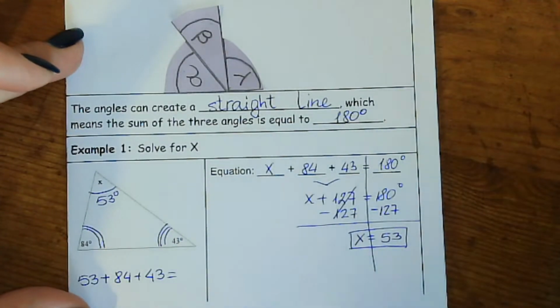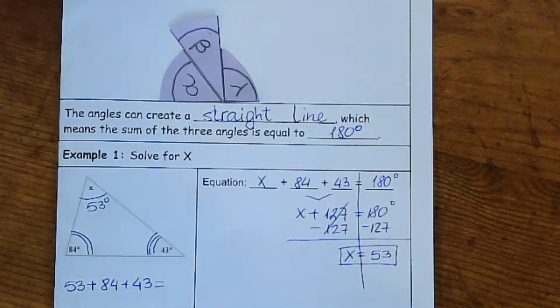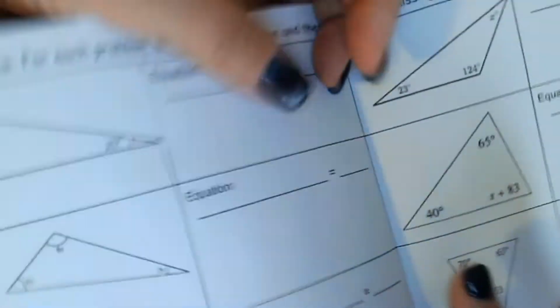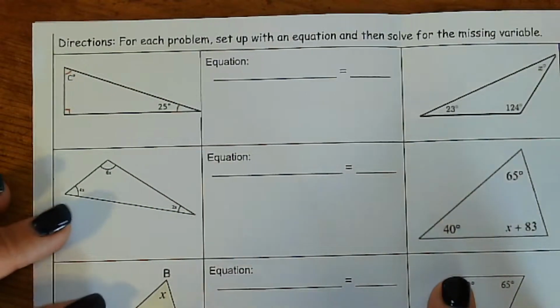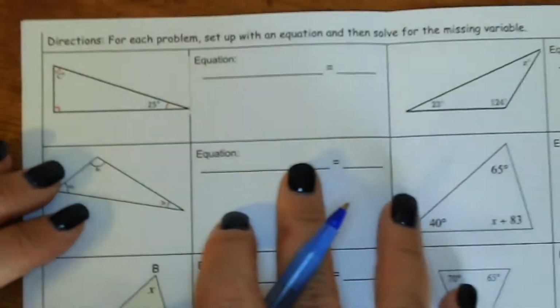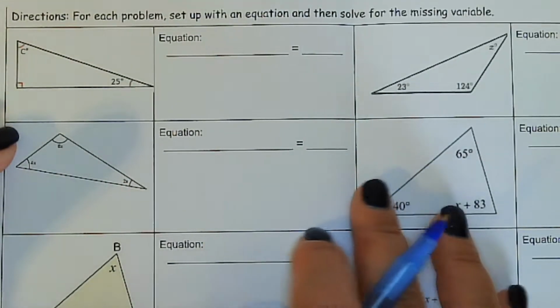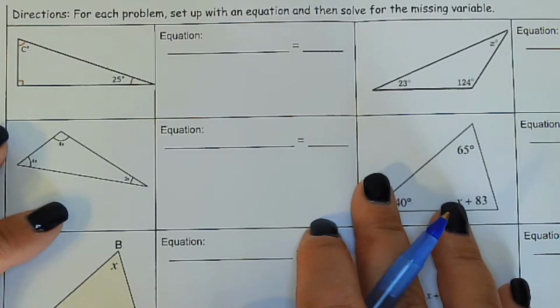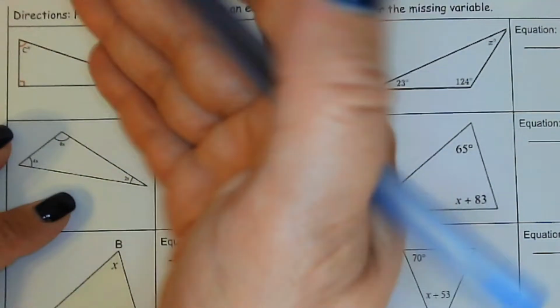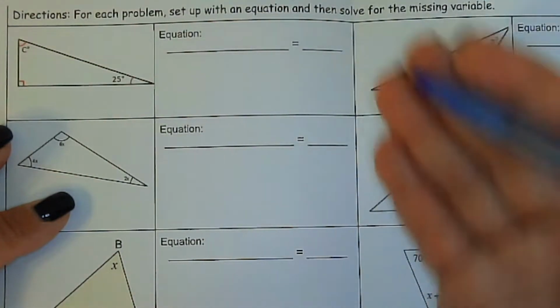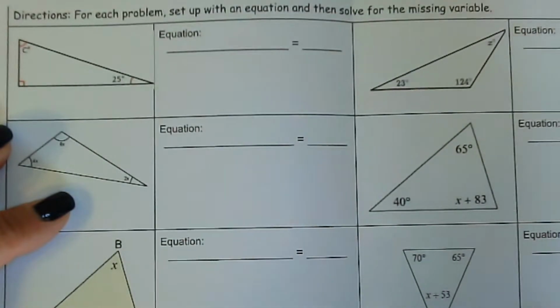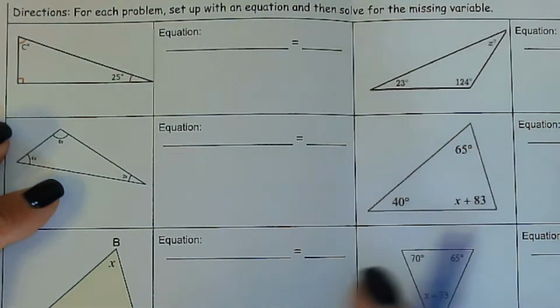And let's see some more examples, complicating things slowly. So for each problem, we'll set up an equation and then solve for the missing variable and find all the angle measures in the triangle. So I'll do this left side, you do the right side, then we'll see in class and check the answers.